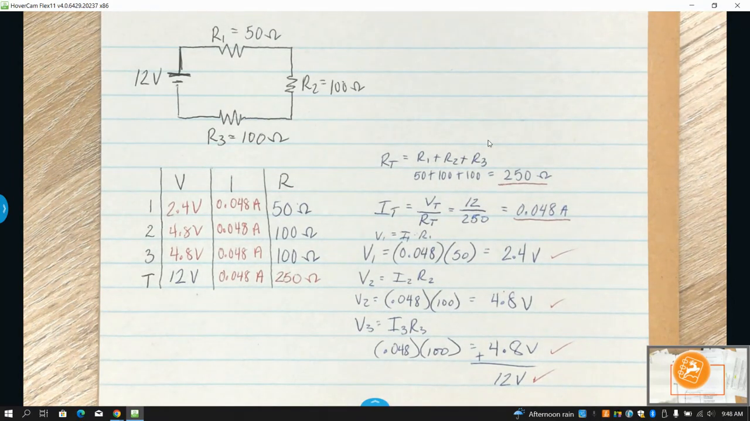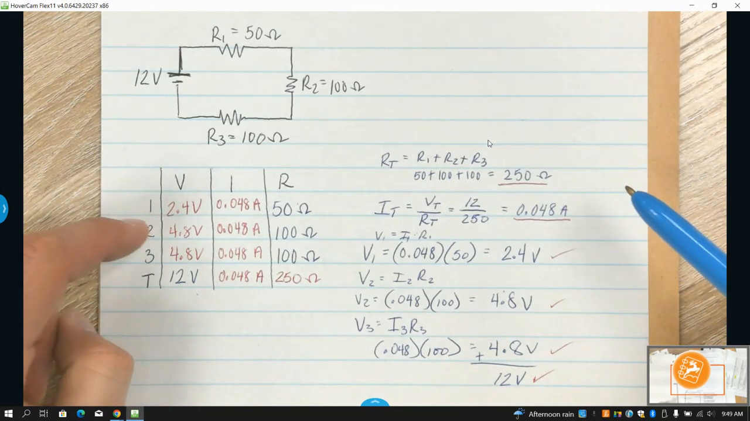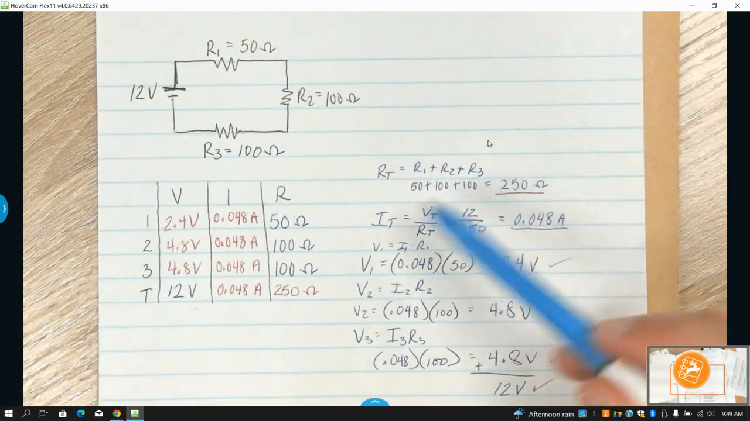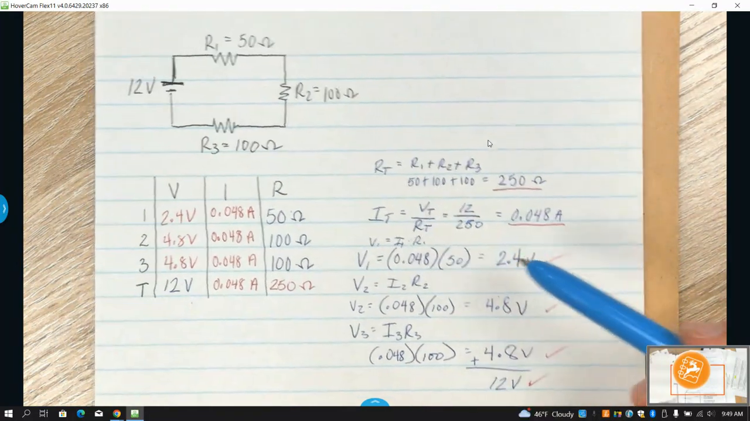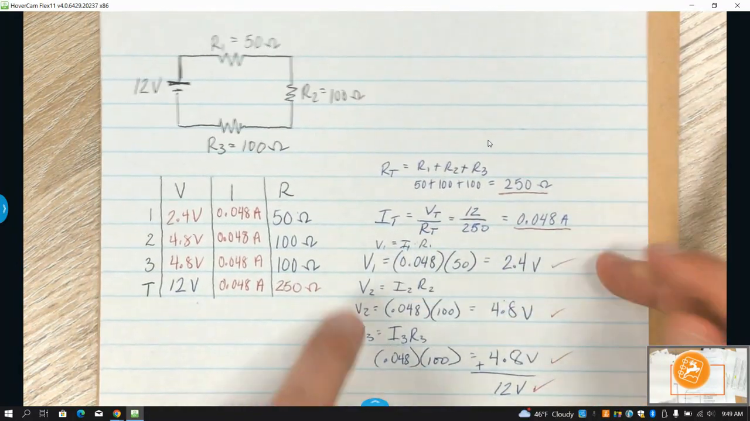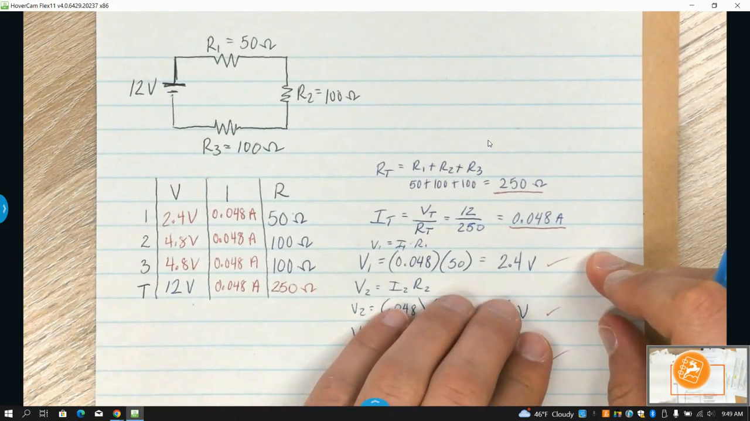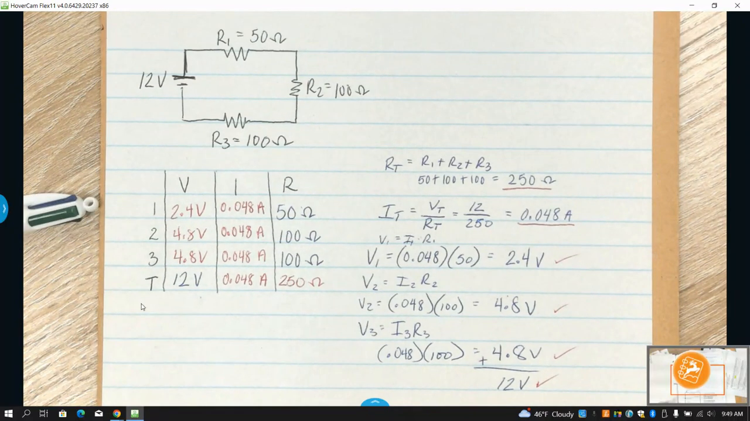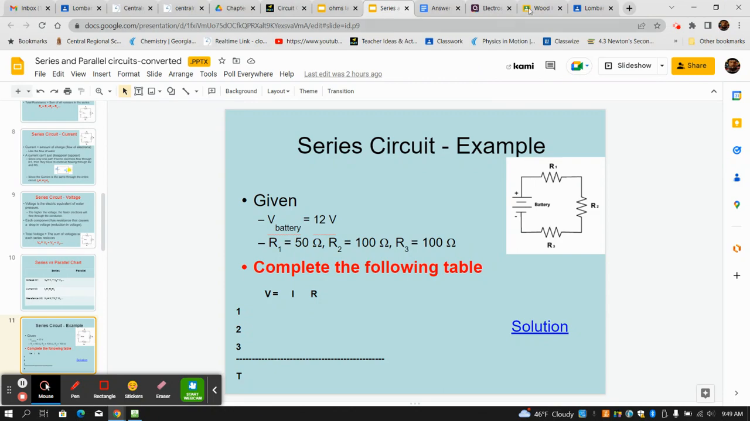So if you had to solve for any of the other missing pieces, if they just said, okay, solve for V1, if we started this fresh, you wouldn't need to find V2 and V3, but you would need to do these two steps. You need to go from total to find current, and then if you knew the current, you can just do V1. You wouldn't have had to do these other steps. Okay? All right, so that is our series example.